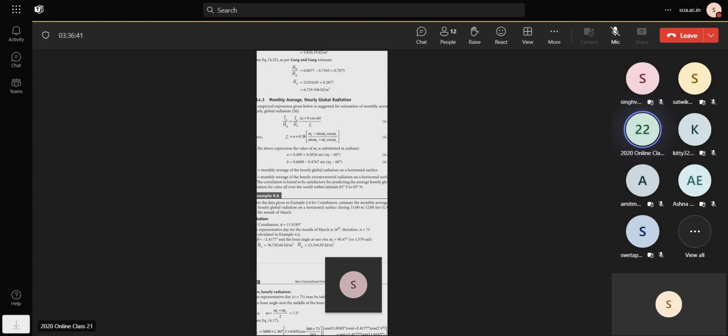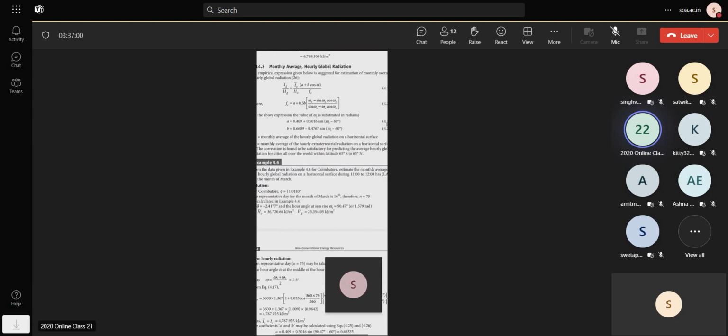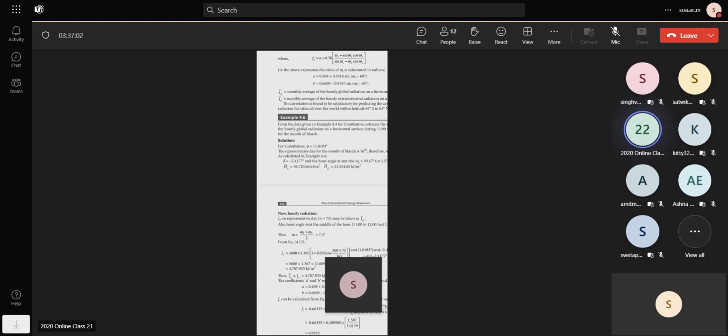So when it is 11 o'clock, what is your omega? I told you a formula, you may remember: 12 o'clock minus solar time into 15 degree is your omega. 12 minus 11 is 1, 1 into 15 is 15. And for 12 hour, 12 minus 12 is 0, 0 into 15 is 0. So 15 plus 0 by 2, omega will be 7.5 degree.